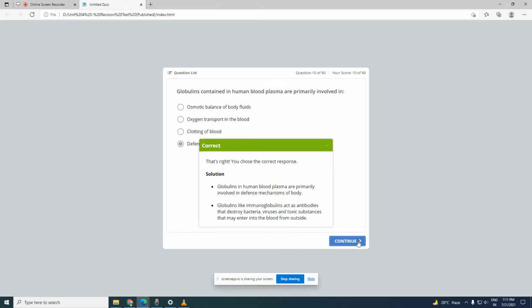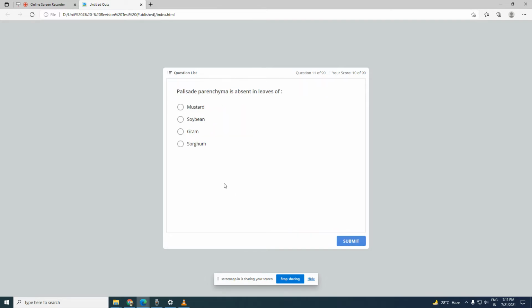Let's go to question number 11. Palisade parenchyma is absent in the leaves of mustard, soya bean, gram, sorghum. Which one is the right answer? The right answer for the question is option D, sorghum.